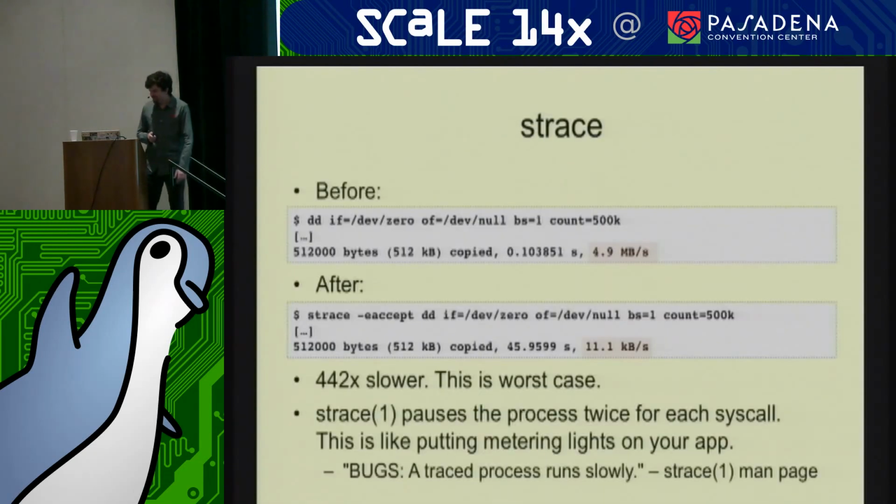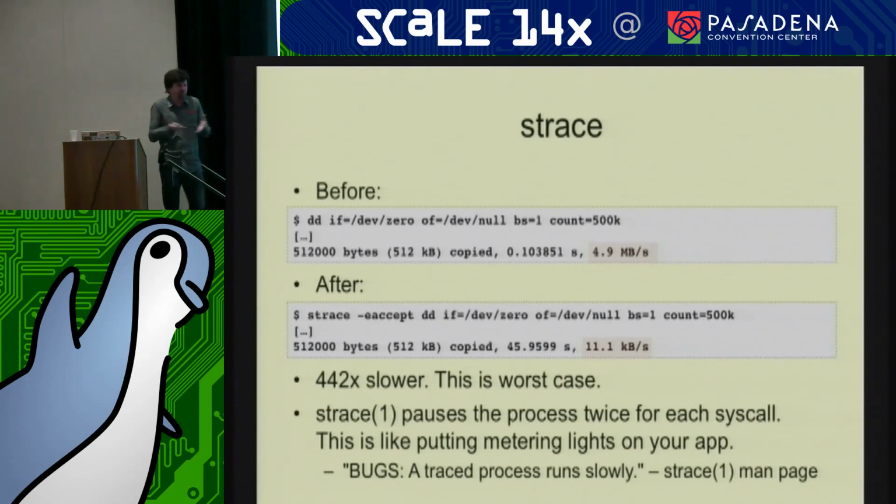strace is a much bigger price to pay. Here's a worst-case example: dd of 1 byte from /dev/zero to /dev/null runs 400 times slower if I run it through strace. What's interesting here is I'm stracing the accept syscall, which dd is not doing at all. It's not even doing the accept syscall, but it's that much slower.